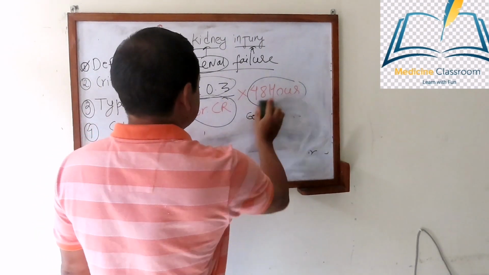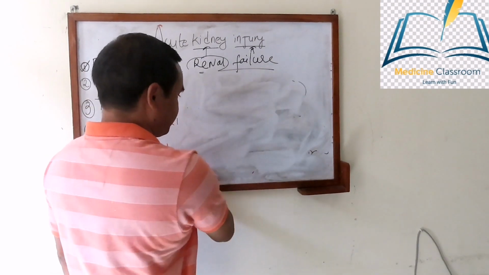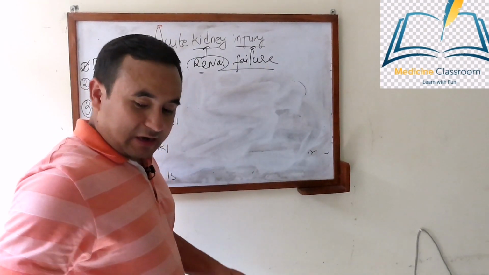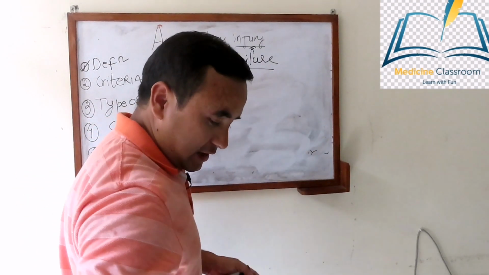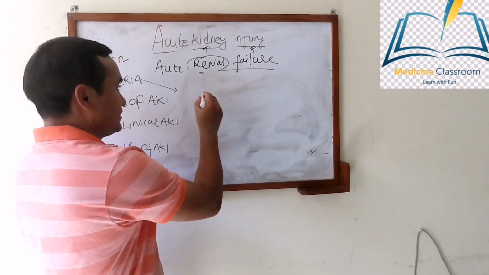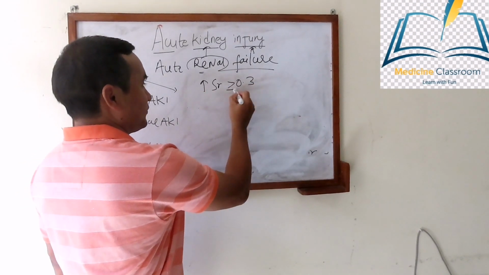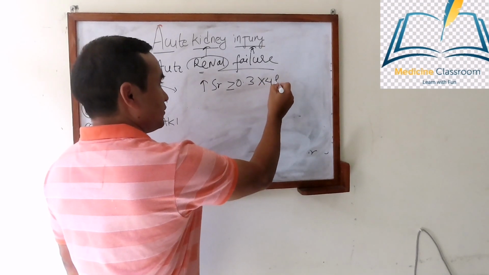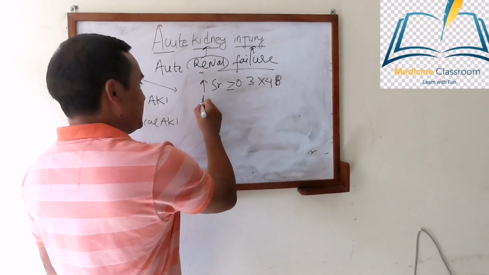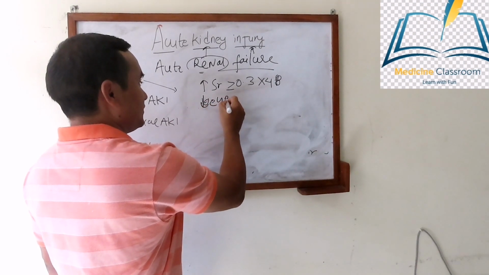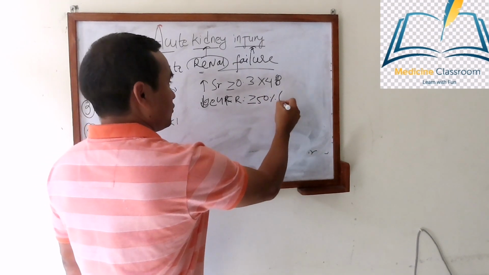So to summarize, we have three defining criteria for AKI. One is an increase in serum creatinine by more than 0.3 in 48 hours. Second is a decrease in eGFR by more than 50% in 7 days.